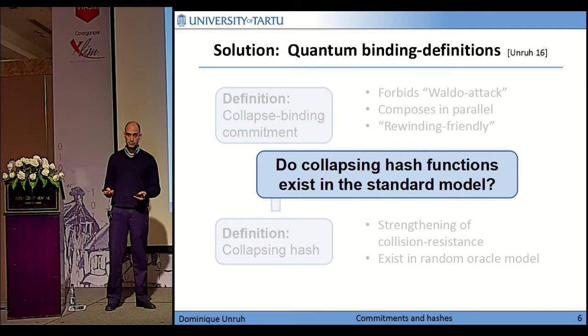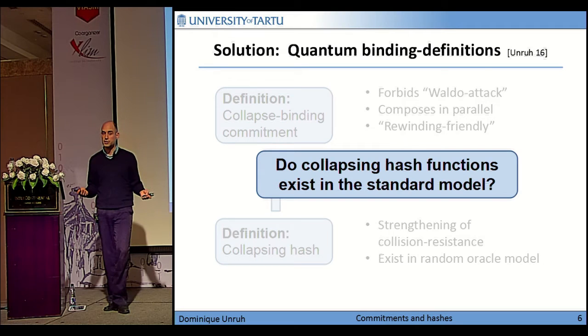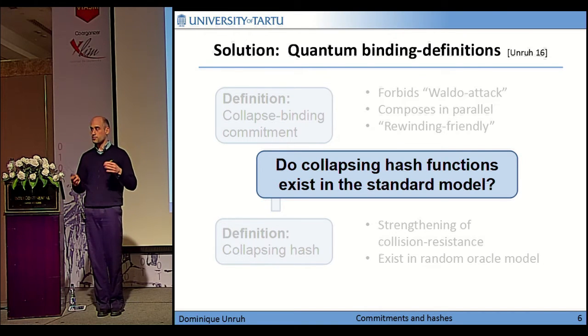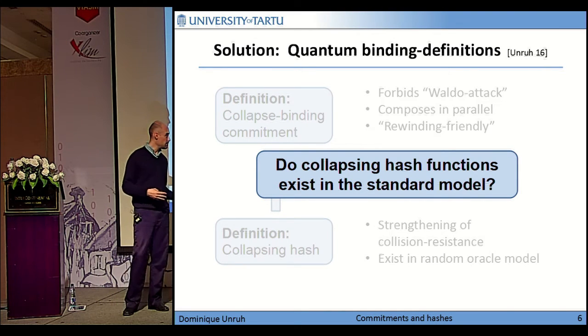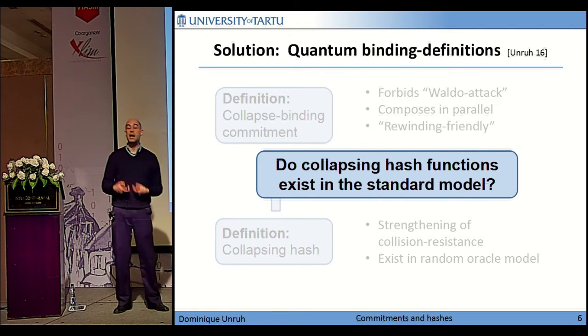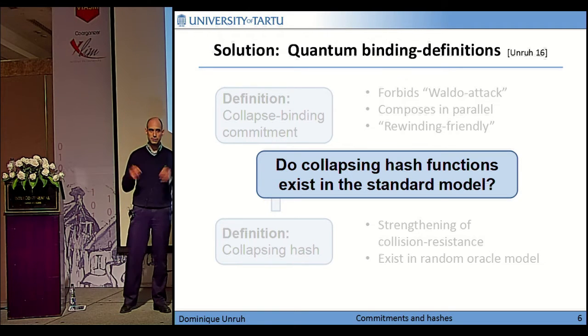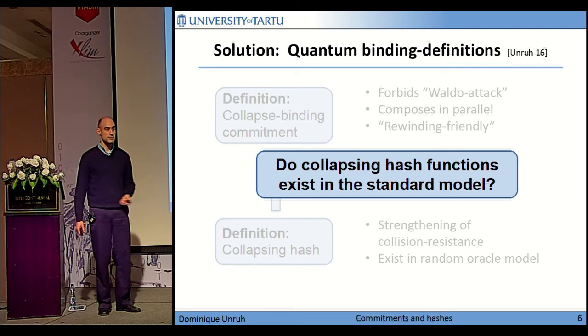Because you could claim, well, I make up some definition and then I show the random oracle satisfies it, but perhaps it's an impossible-to-achieve definition. So the goal of the present paper is to show that collapsing hash functions exist in the standard model, so without random oracle. And in particular, this then also implies the existence of collapse binding commitments in the standard model. So it solves all the problems that I've mentioned so far, at least. Not all the problems in the world.